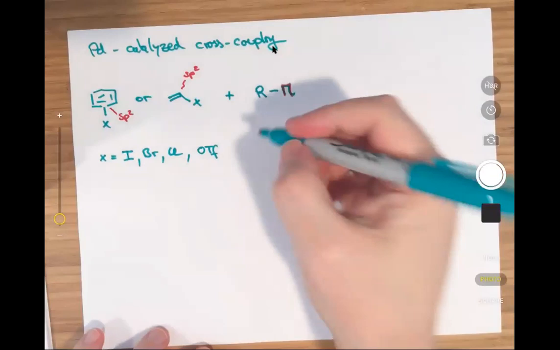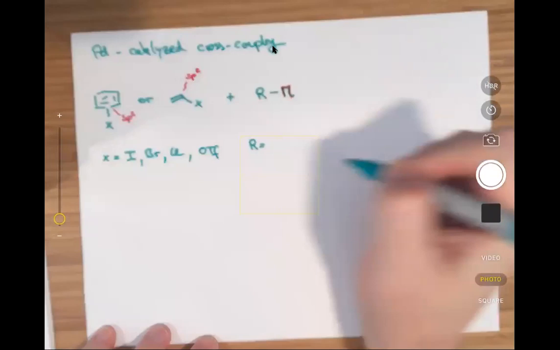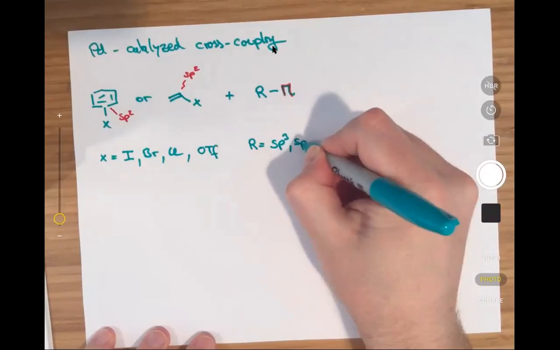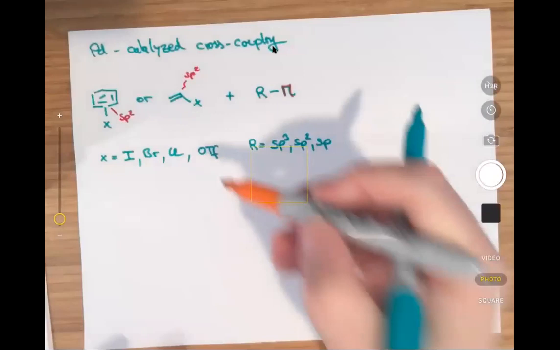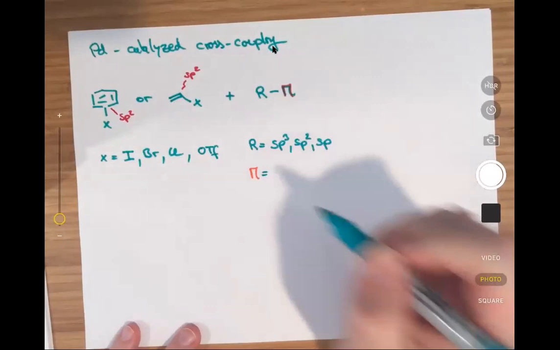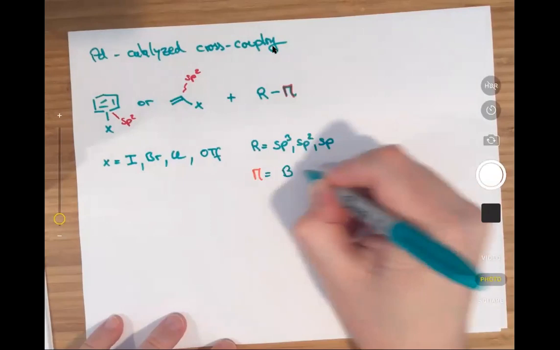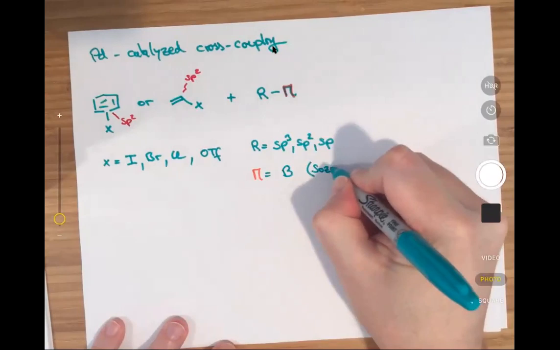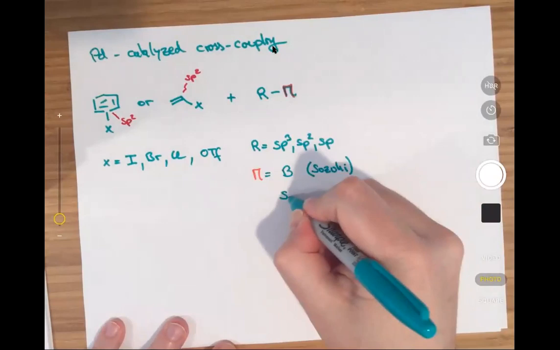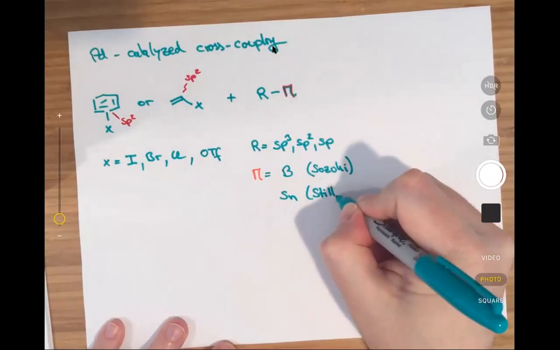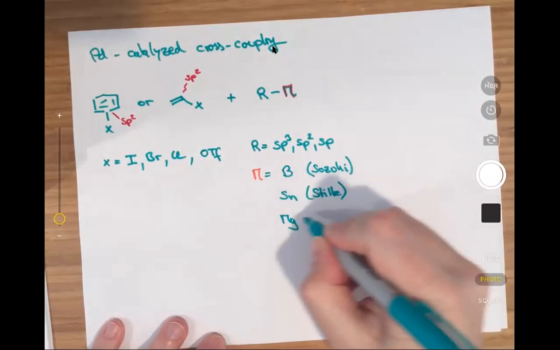This R here can have different hybridization. So it can be either sp3, sp2, or sp hybridized. This M depends on what specific reaction you're looking at, but it can be boron, and then we call this the Suzuki reaction. It can be tin, then we call it the Stille. And then it can be magnesium, and then we call it generally the Kumada coupling.